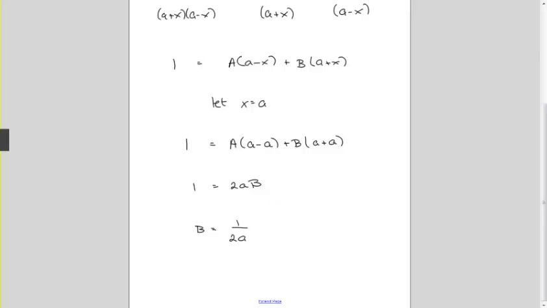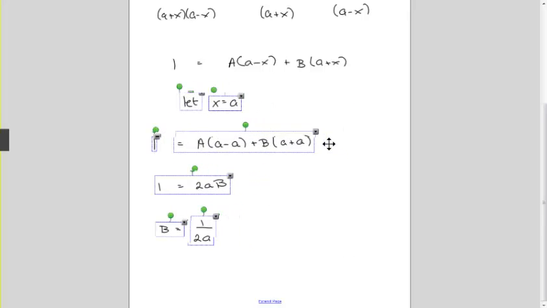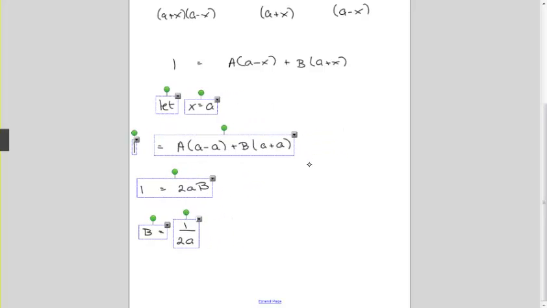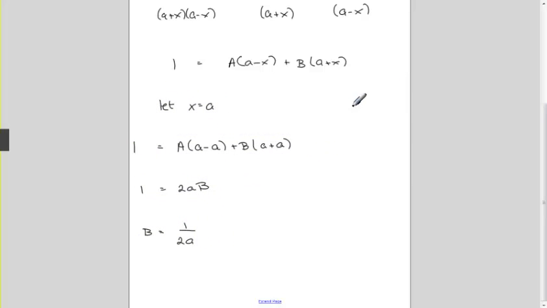Okay, we do the same thing, letting x equal negative a. So I'm just going to scoot this over, and we'll do the second one here in a different column. So if x equals negative a, what do we get? We get 1 is equal to our constant, we're trying to figure out our unknown A, times a minus negative a, and then the second term would be B times a plus negative a.